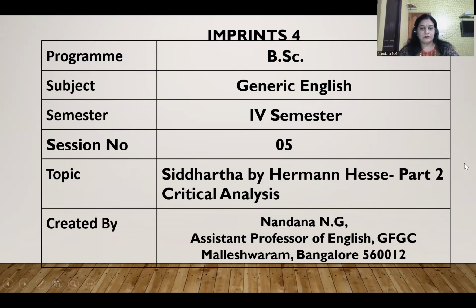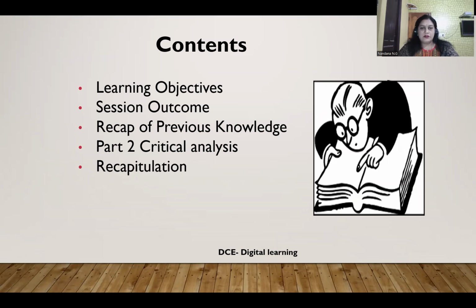In the previous session, we went through the critical analysis of the novel. As we have seen, the novel has been divided into two parts. In the previous session, part 1, which consists of 4 chapters, was critically analyzed. So let us have a look at the contents of this session. First and foremost, learning objectives, followed by session outcome, recap of the previous knowledge, and later part 2 critical analysis, and finally, recapitulation.